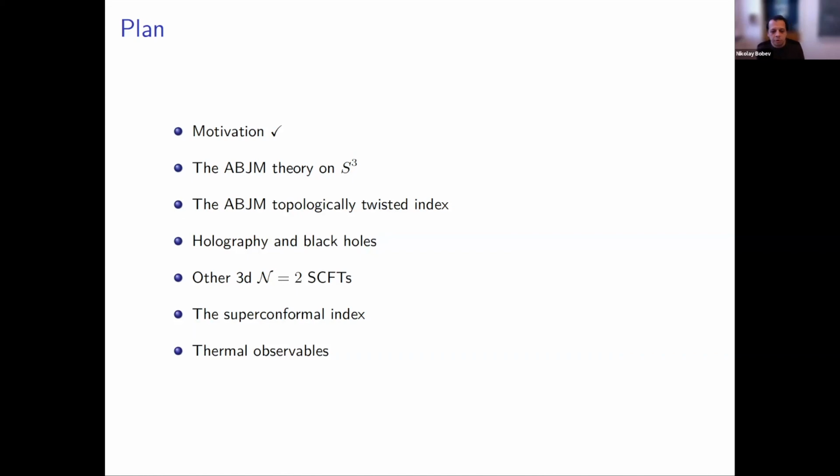These thermal observables in the ABJM theory specifically. Okay, so at this point already, if there are some questions or comments, you can interrupt me.